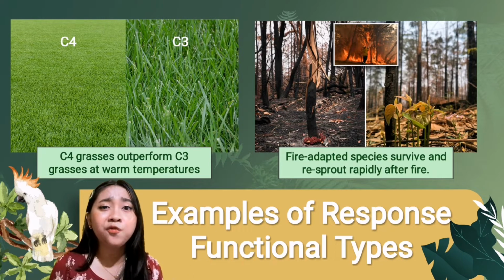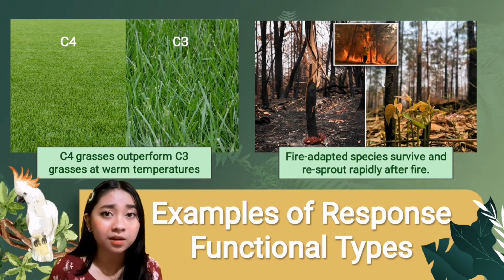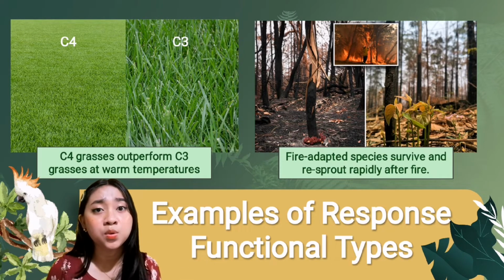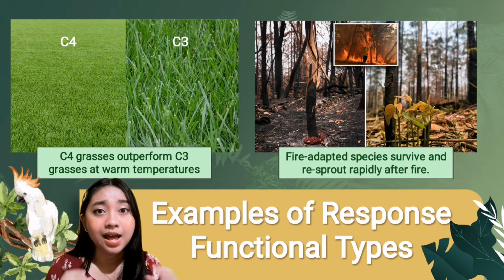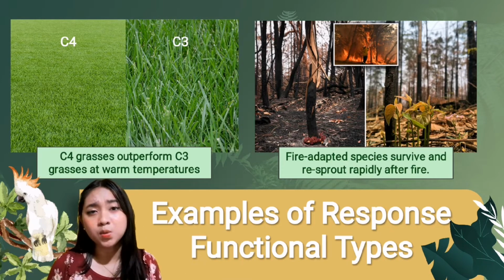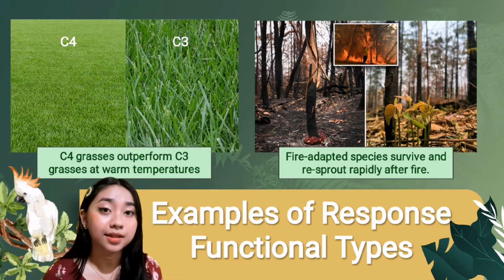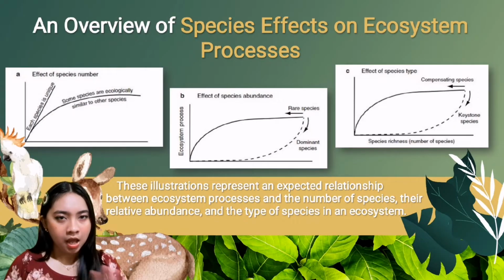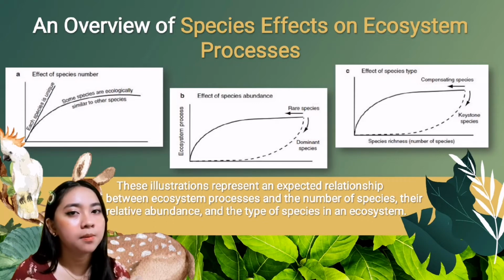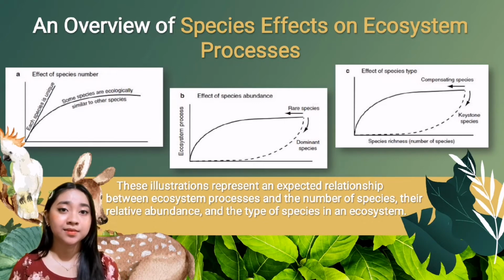But because the fires were so severe, it is likely that they needed a break in order to fully recover. As fires become more frequent, even fire-adapted tree species won't get the break they need. Here is an overview of species effects on ecosystem processes.